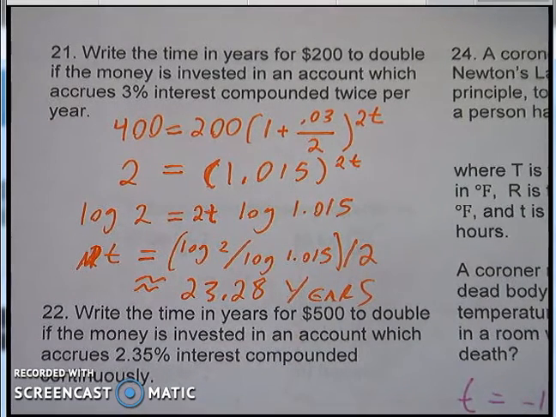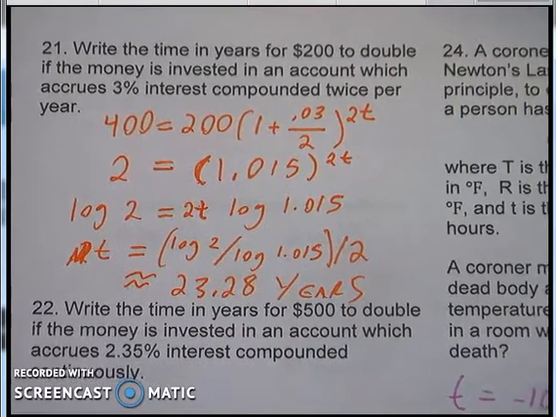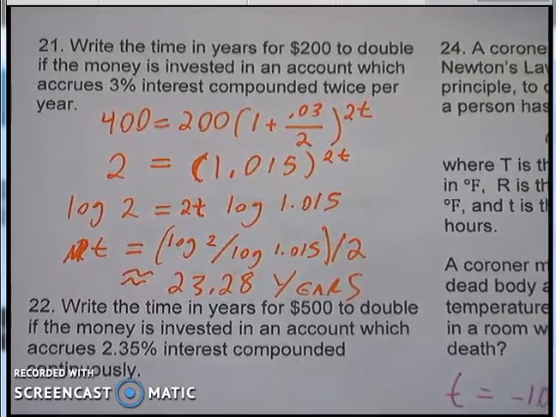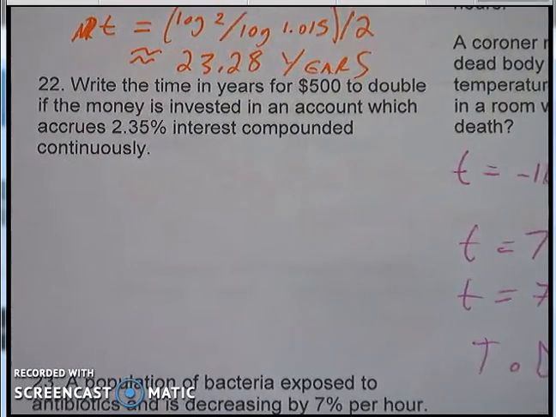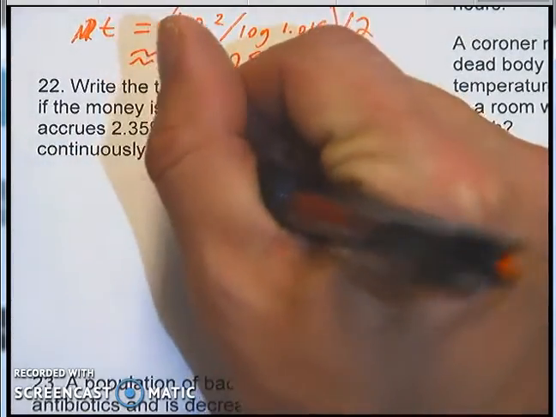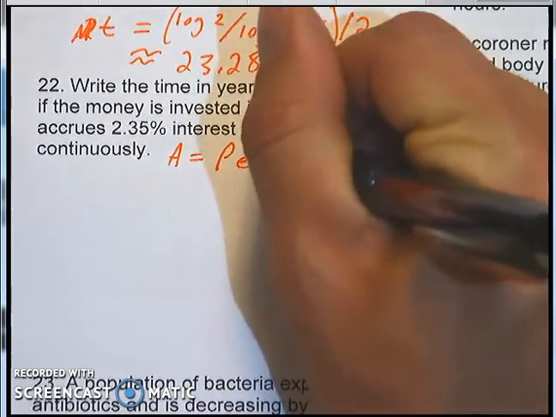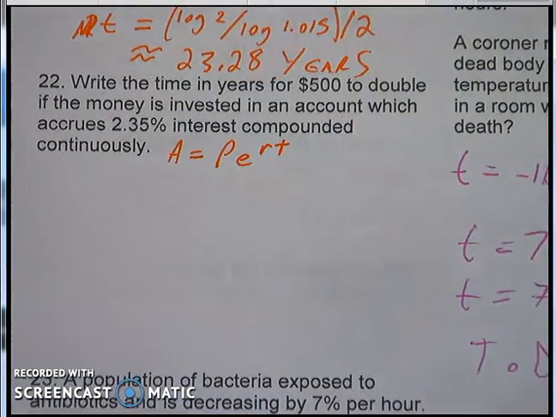Now we're going to solve the same kind of problem in number 22, except this time in 22 it's compounded continuously, so that's a slightly different formula. Again, one that you don't need to memorize. One that I'll provide to you on the test. But write the time in years for $500 to double if the money is invested in an account which accrues 2.35% interest compounded continuously. So remember that equation is A equals P e to the RT. That's the formula you'll have on the test.